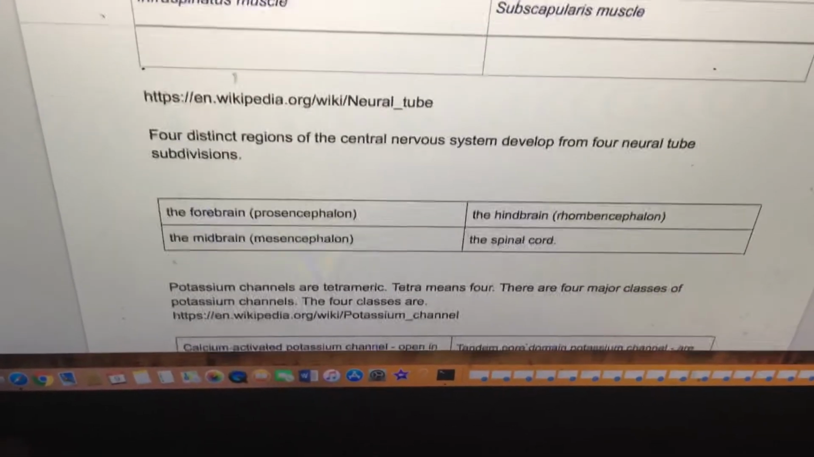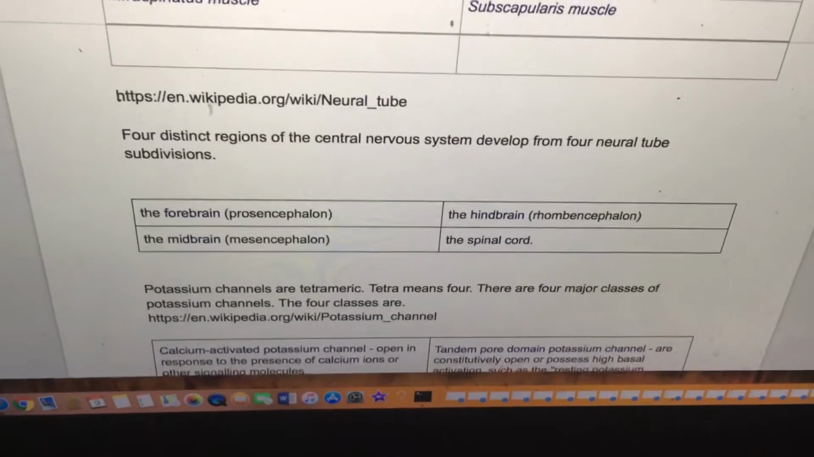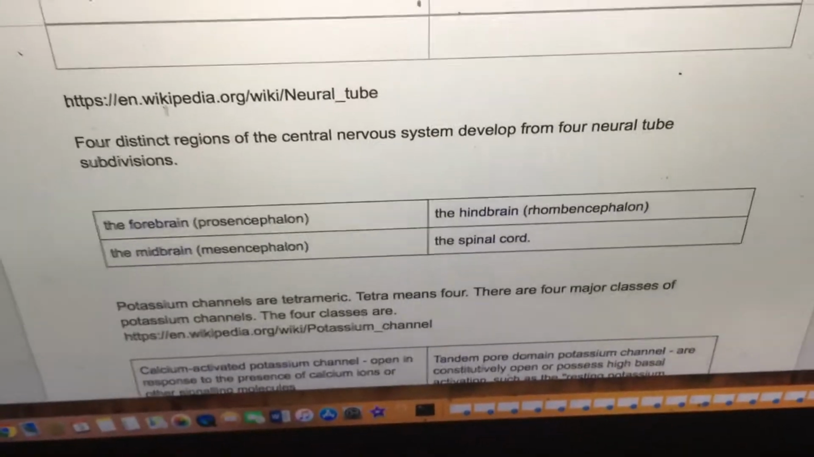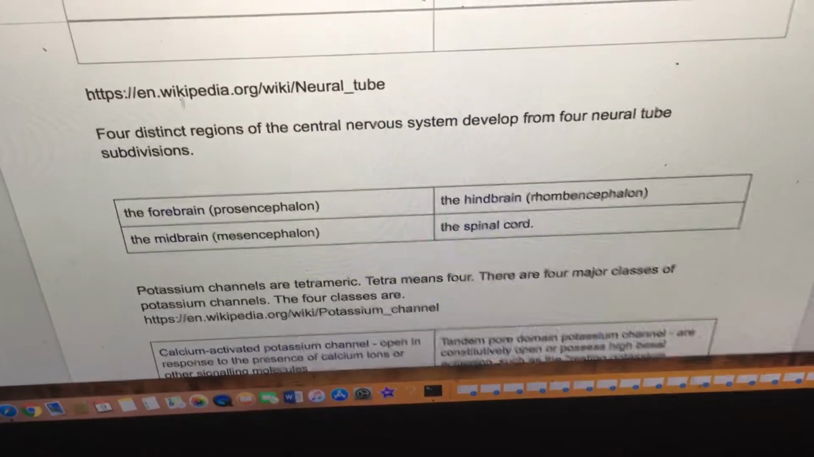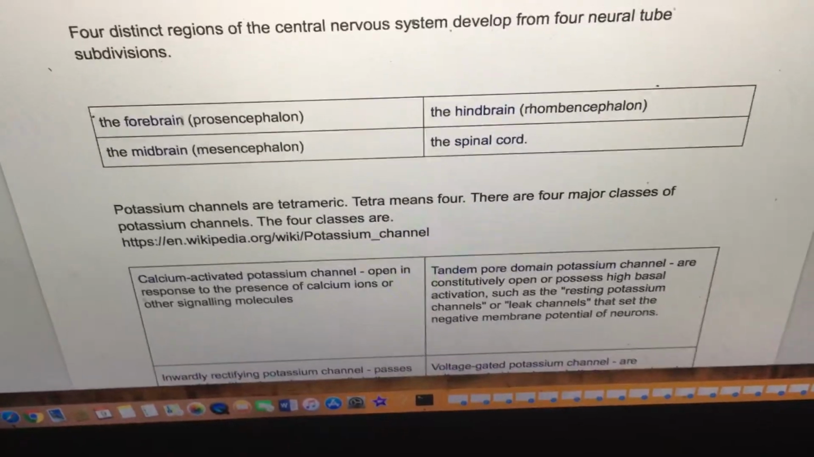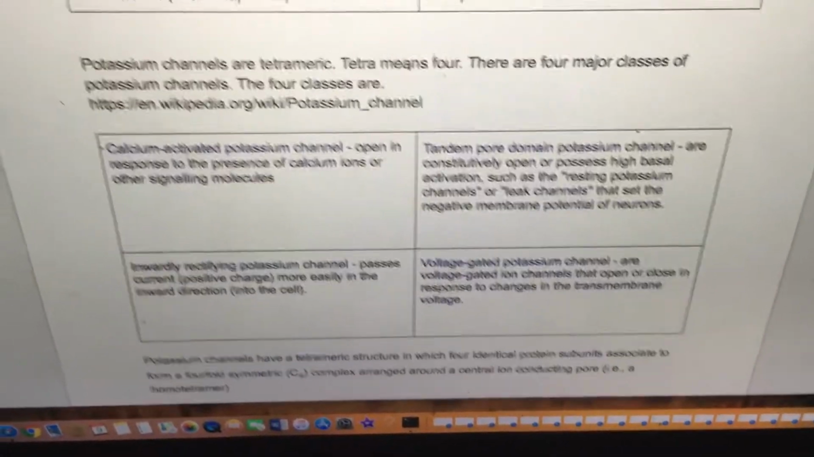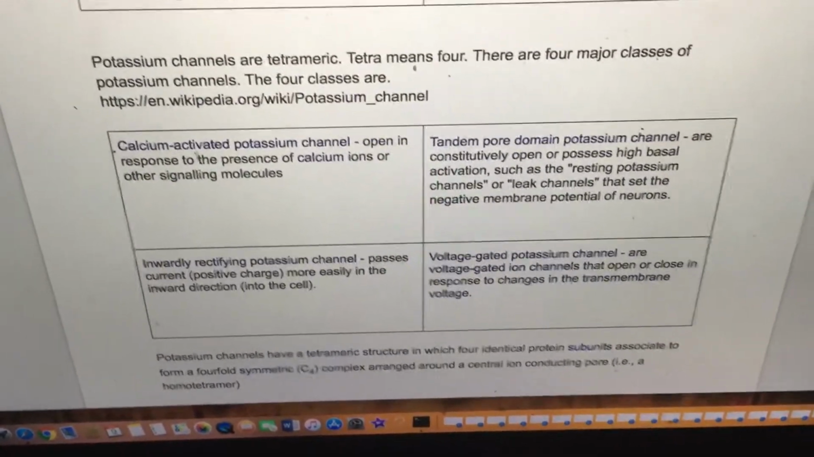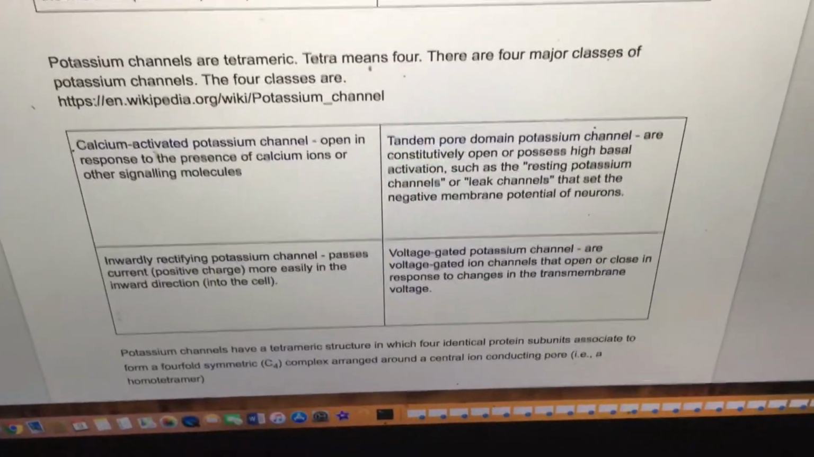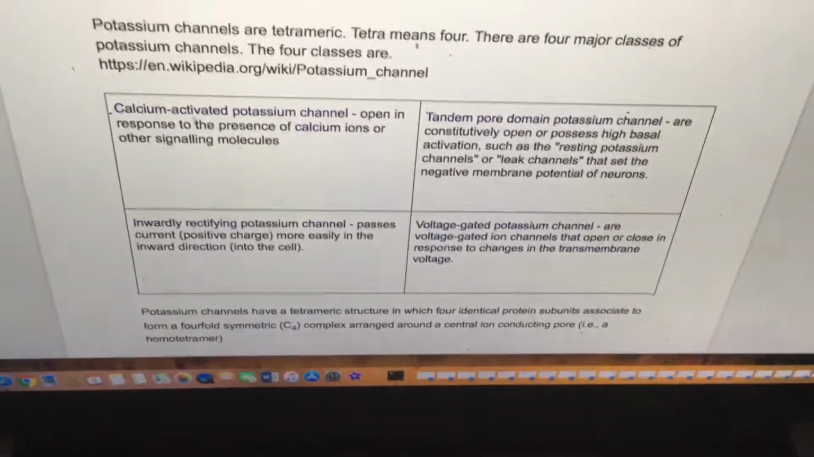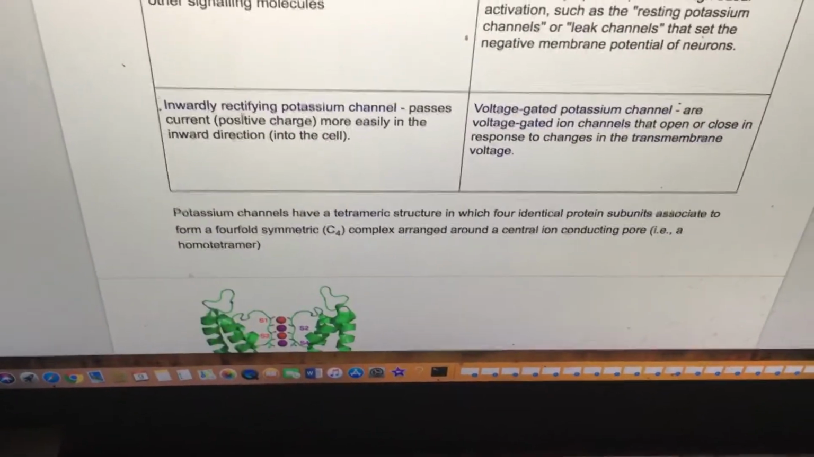4 distinct regions of the central nervous system develop from the neural tube subdivisions: the forebrain, the midbrain, the hindbrain, and the spinal cord. Potassium channels are tetrameric. Tetra means 4. There are 4 major classes of potassium channels. The 4 classes are calcium-activated potassium channels, inwardly rectifying potassium channels, tandem pore domain potassium channels, and voltage-gated potassium channels.